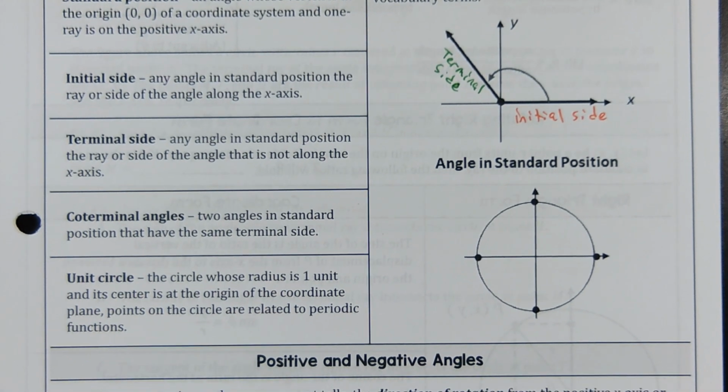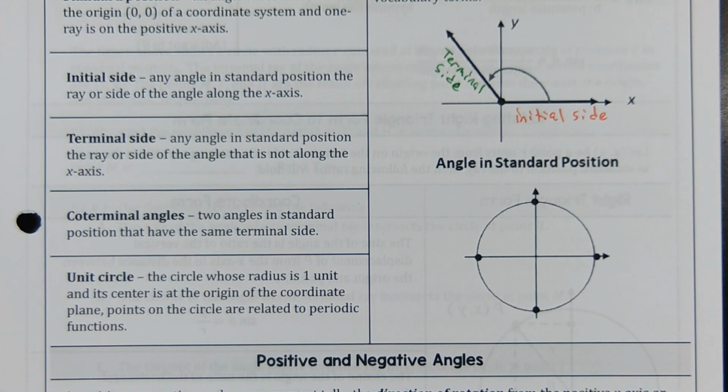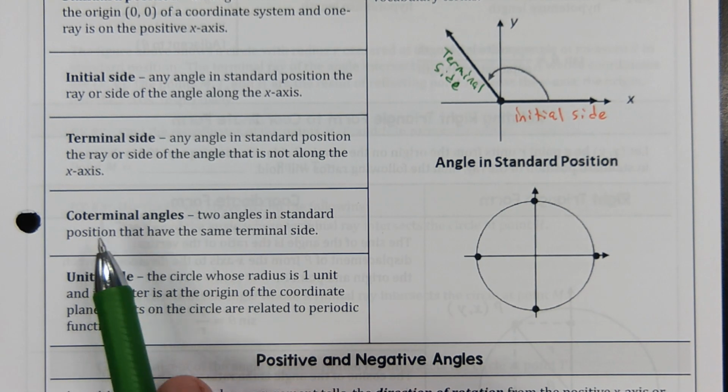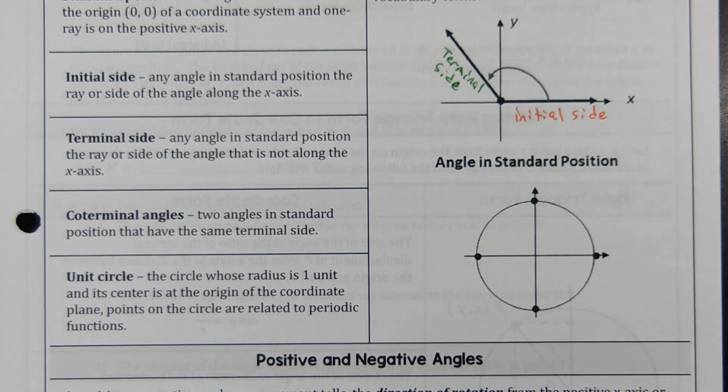So if terminal means ending, then coterminal means ending together. Coterminal angles are two angles in standard position that have the same terminal side. I'm going to draw something to show you what that looks like. You don't need to have this drawing.